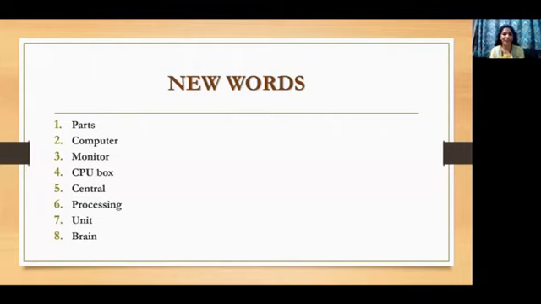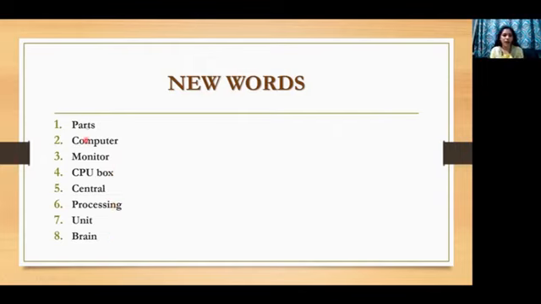Next word it is unit. Unit is very simple word, okay? U-N-I-T. Unit. And the eighth word, brain. What is the spelling of brain? B-R-A-I-N. Brain. Okay. So these are the 8 new words you have to study. Okay. Parts, computer, monitor, CPU box, central processing unit, brain.